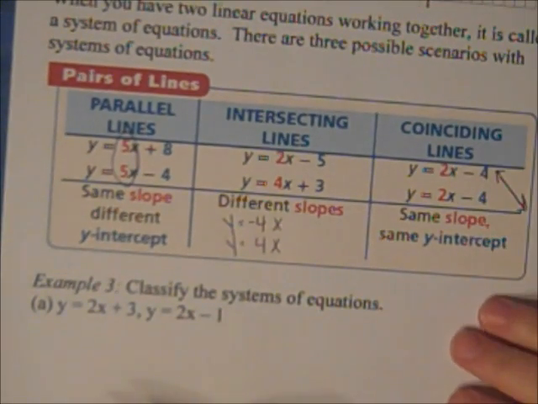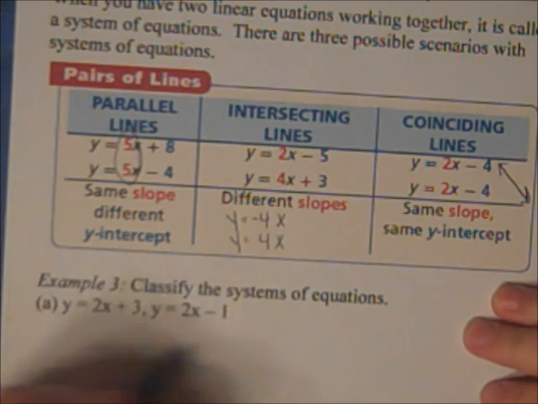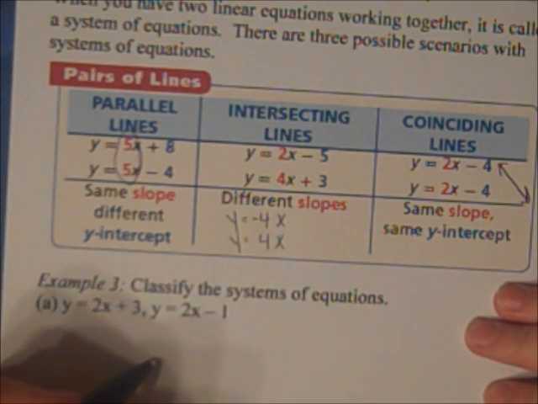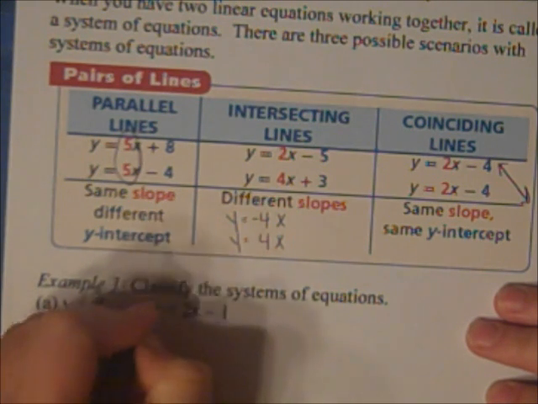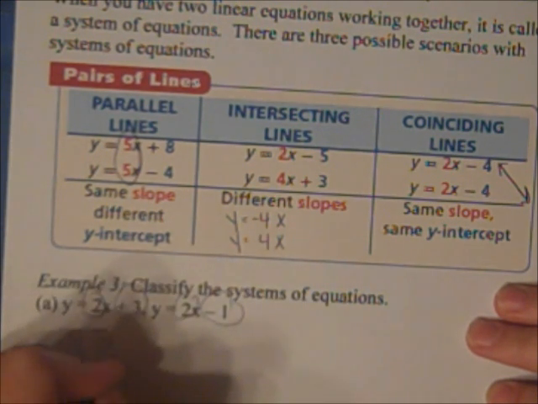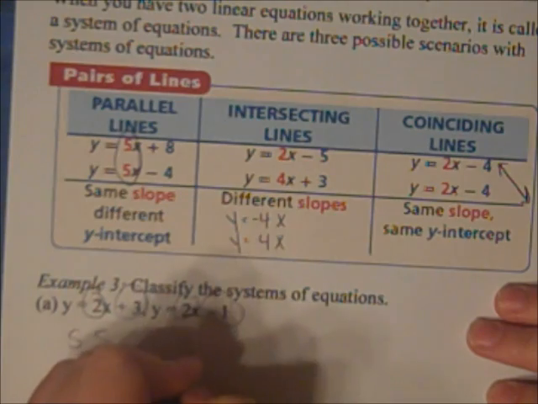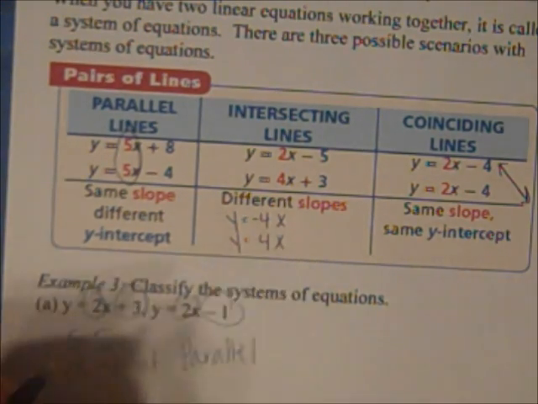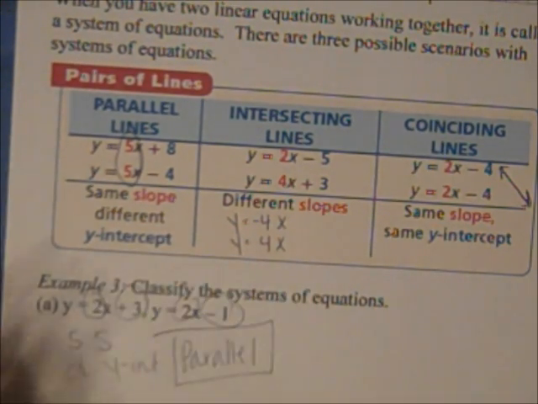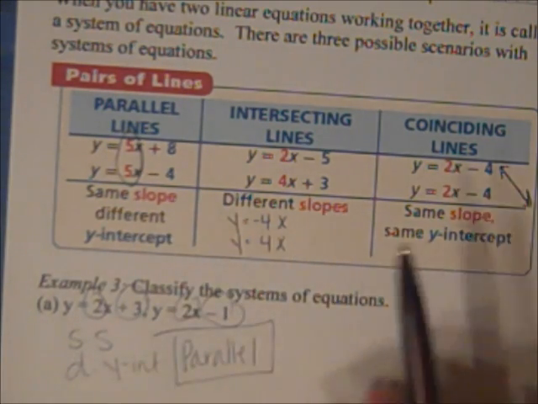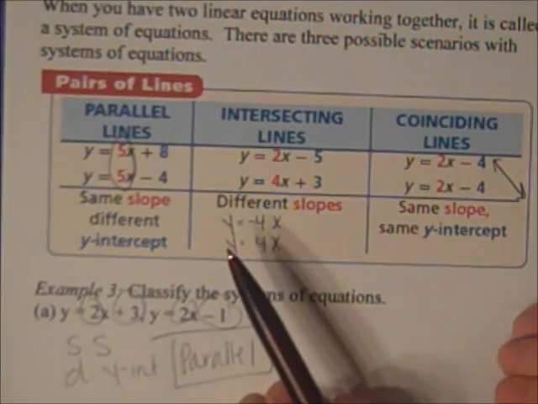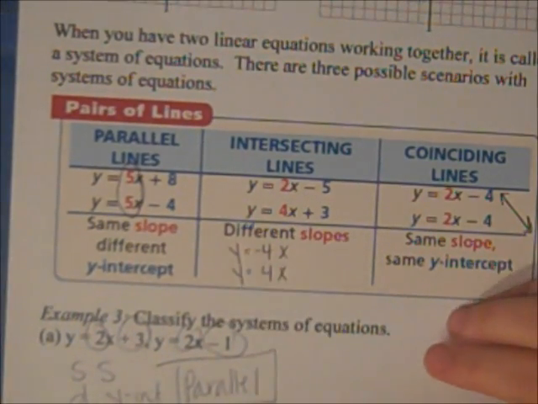Okay, let's look at these and classify. So these two are already in slope-intercept, so it should be very easy to check. These have the same slope, but they have different y-intercepts, so that falls into the parallel category. There's no work to be done here, so all you need to do is check your chart. So make sure you know this chart because it's all kind of vocabulary. There's no really work to be done. Okay, let's try B.